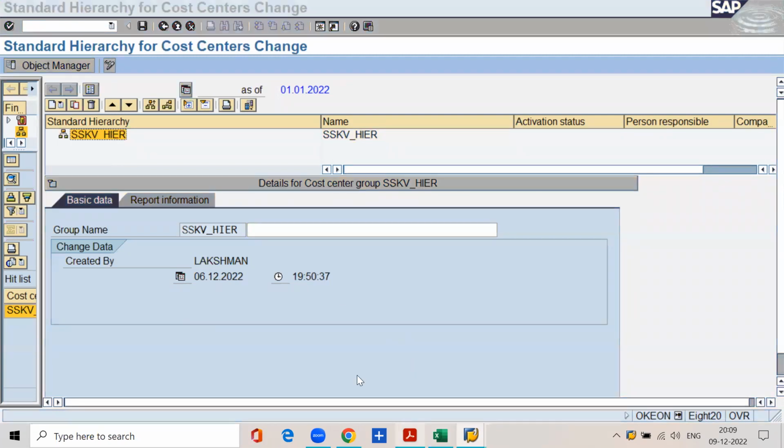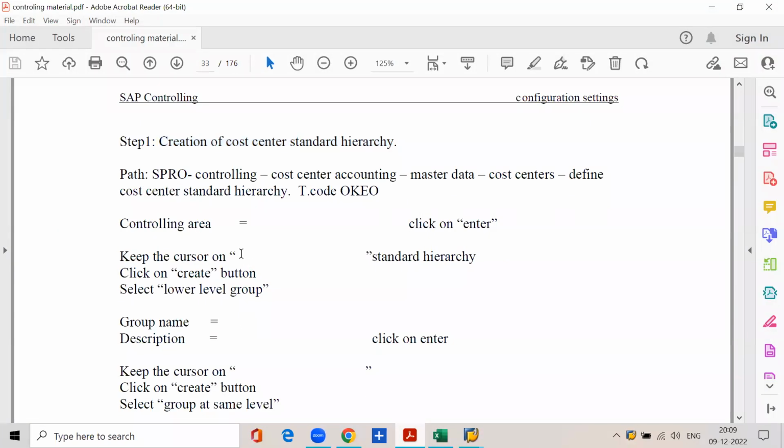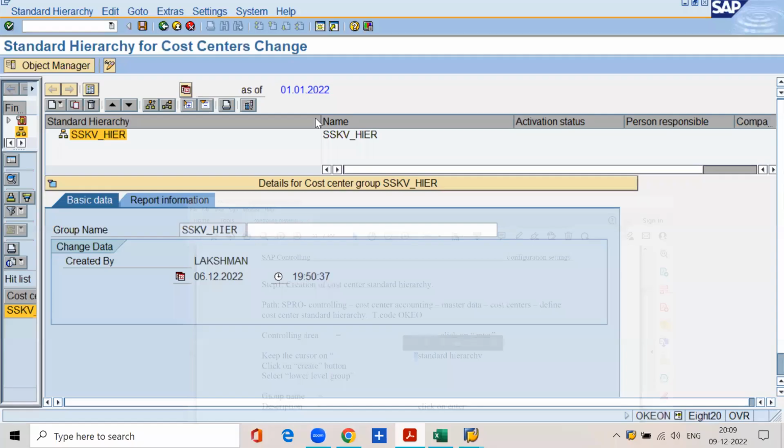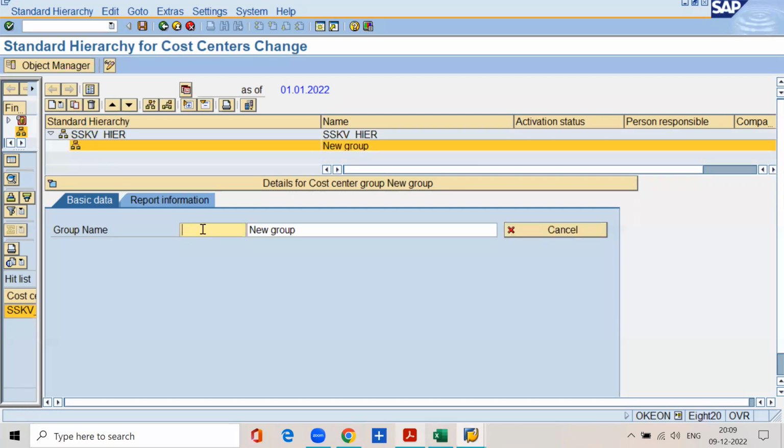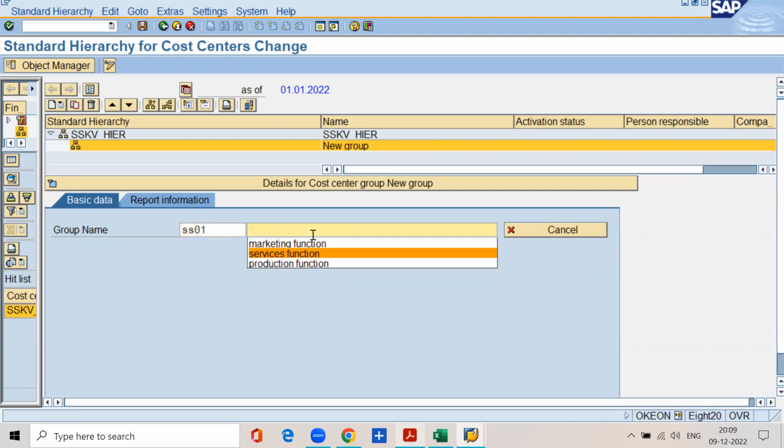Now keep the cursor on SSKV_HIR standard hierarchy. I'm going to create the functions now. Click on the create button. Click on lower level. Group name is equal to SS01. So from our company code, I have taken the first 2 characters, SS. Description is equal to production function.